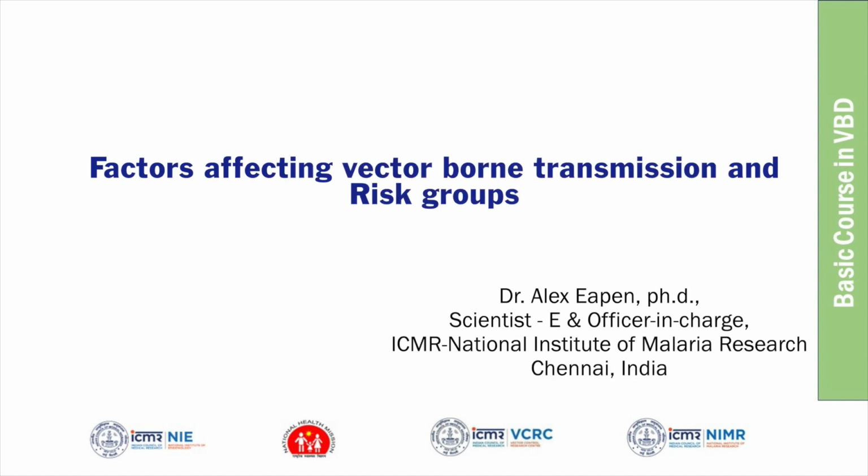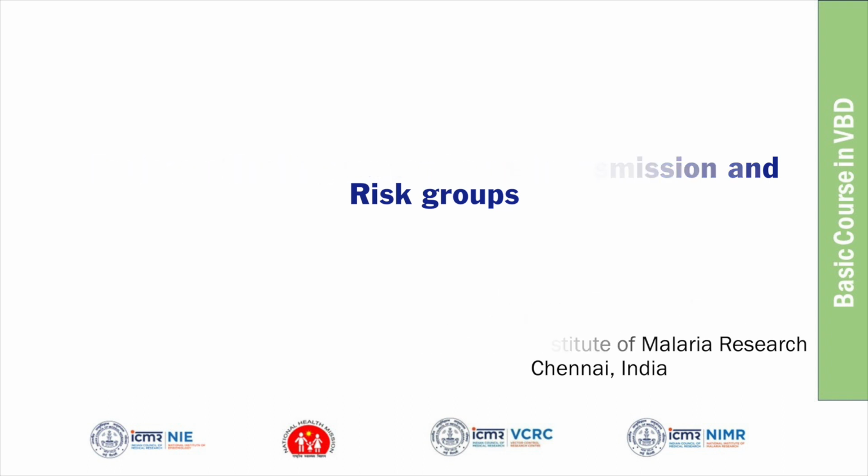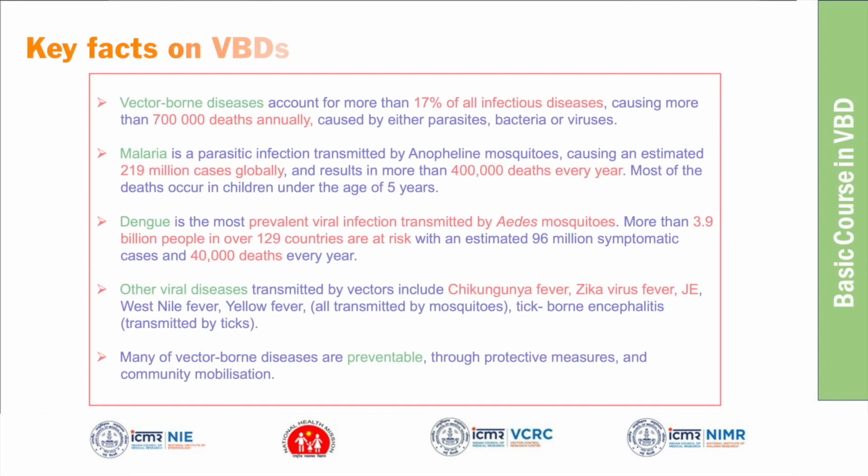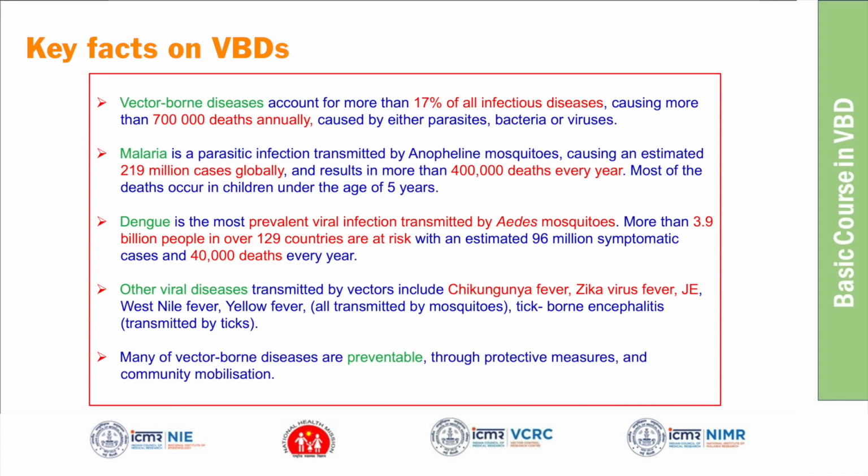Vector-borne transmission and risk groups. And then you would have also heard some lectures related to the vectors. As far as vector-borne diseases are concerned, it's a global picture. It accounts for around 17% of all infectious diseases, causing more than 700,000 deaths annually. It could be caused by pathogens, either parasites, bacteria, or viruses.